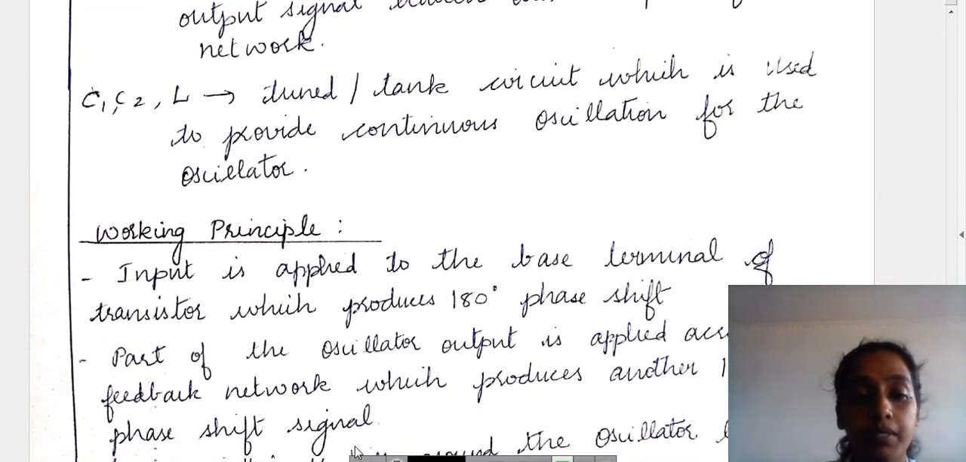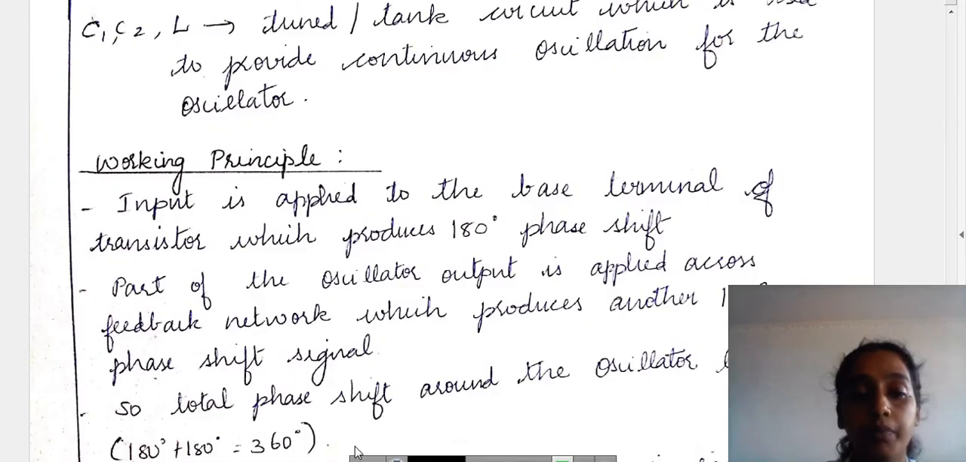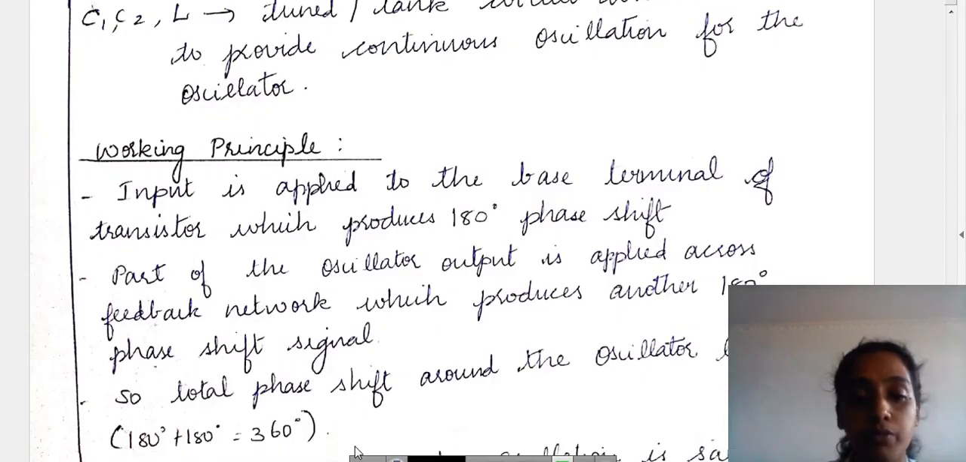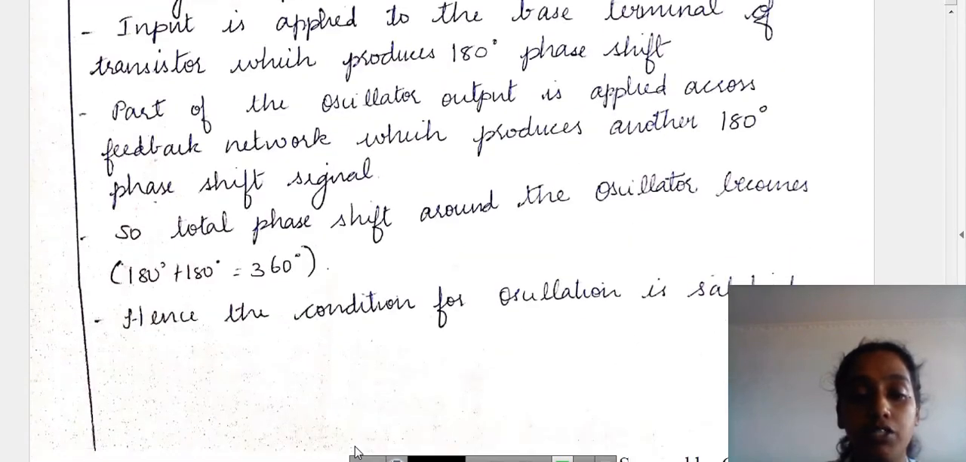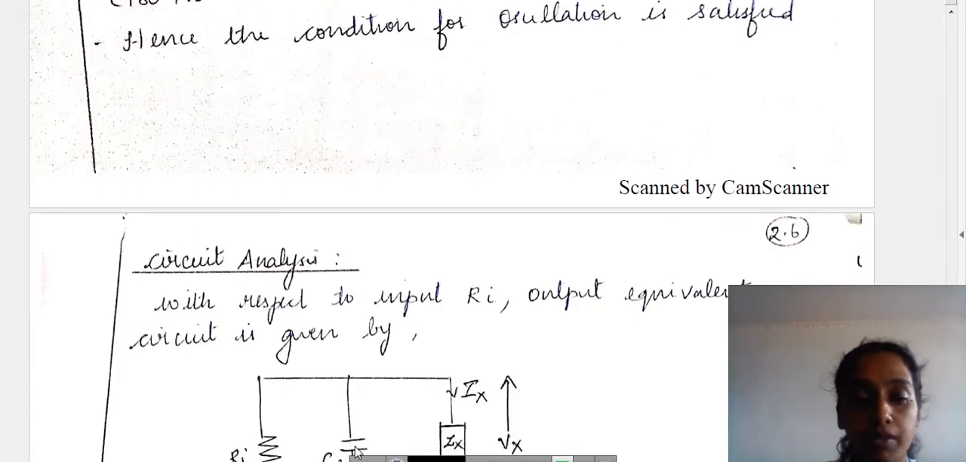So coming to the working principle, the transistor will provide 180-degree phase shift. The feedback network provides 180-degree phase shift. Totally we have 360 degrees. Hence the condition for oscillation is satisfied.